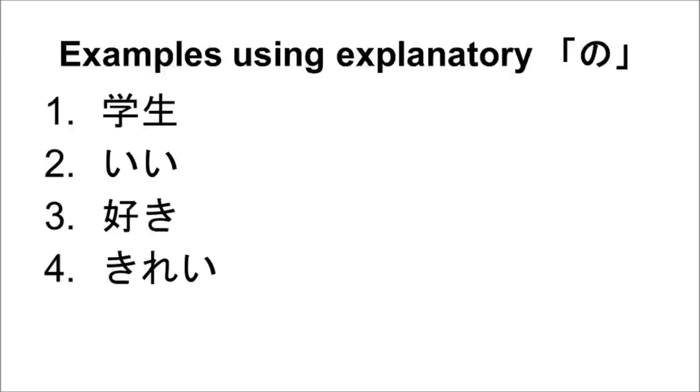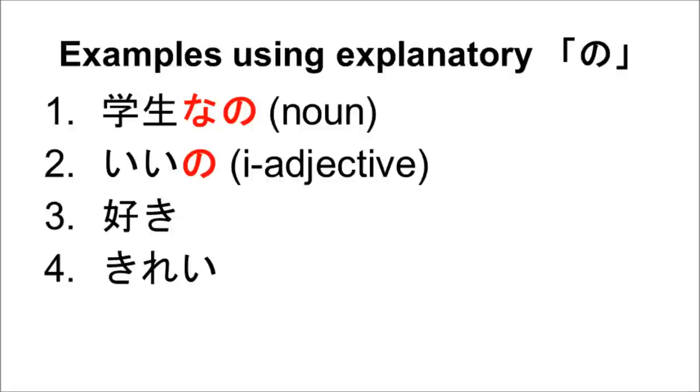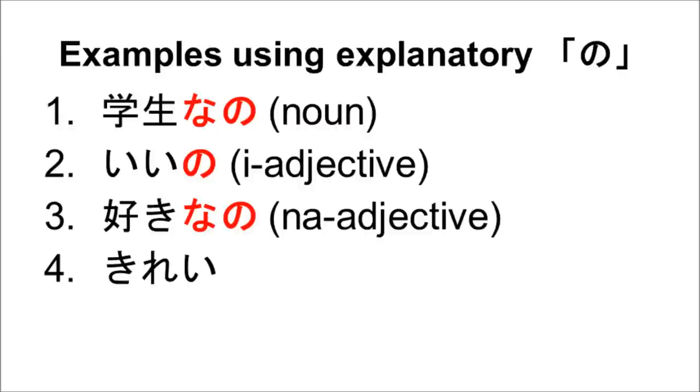For number one, since 学生 is a noun, it becomes 学生なの with a na first. For number two, i is an i adjective, so it simply becomes i のwith no na. For number three, 好き is a na adjective, so same as nouns, it becomes 好きなの. Finally, as we learned before, きれい is one of those na adjectives that happen to end in i. So again, this becomes きれいなの.